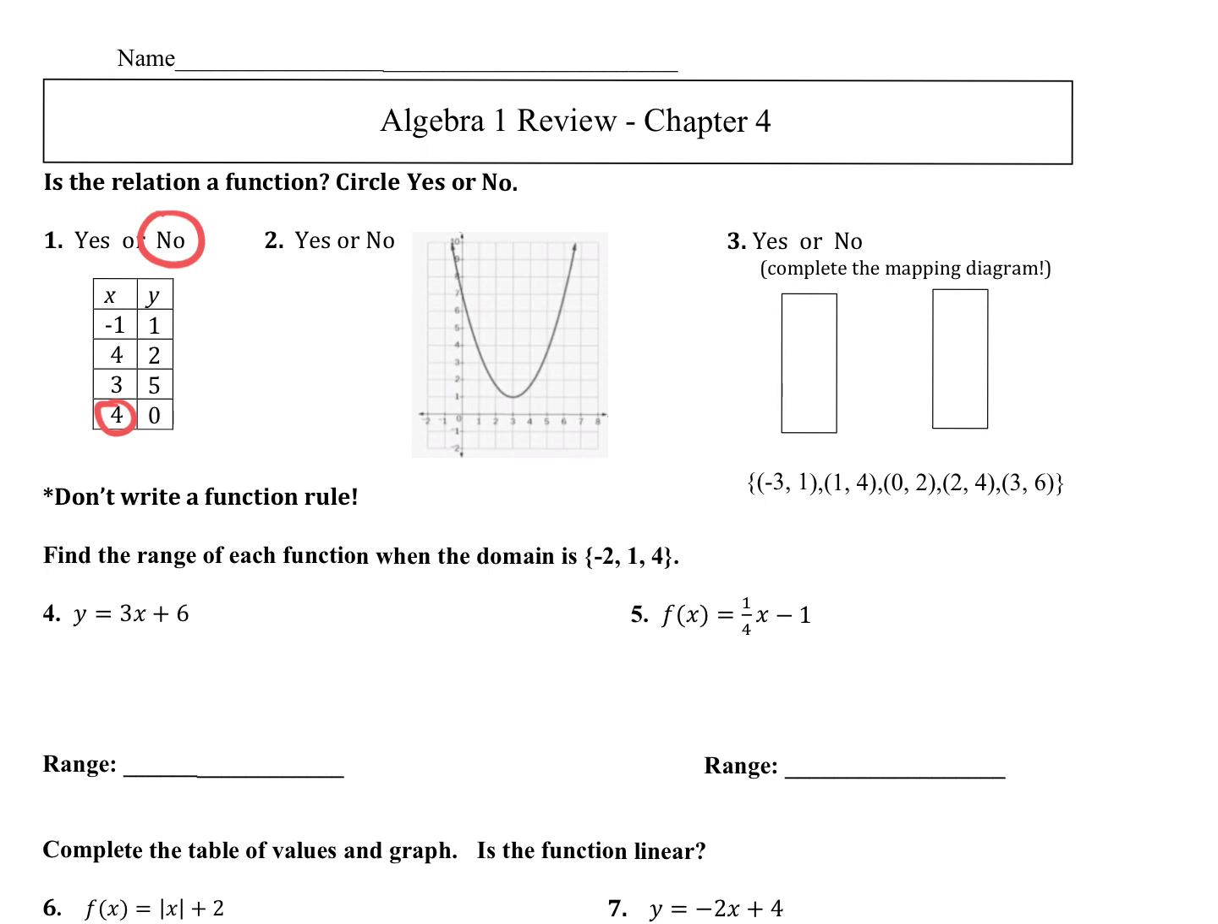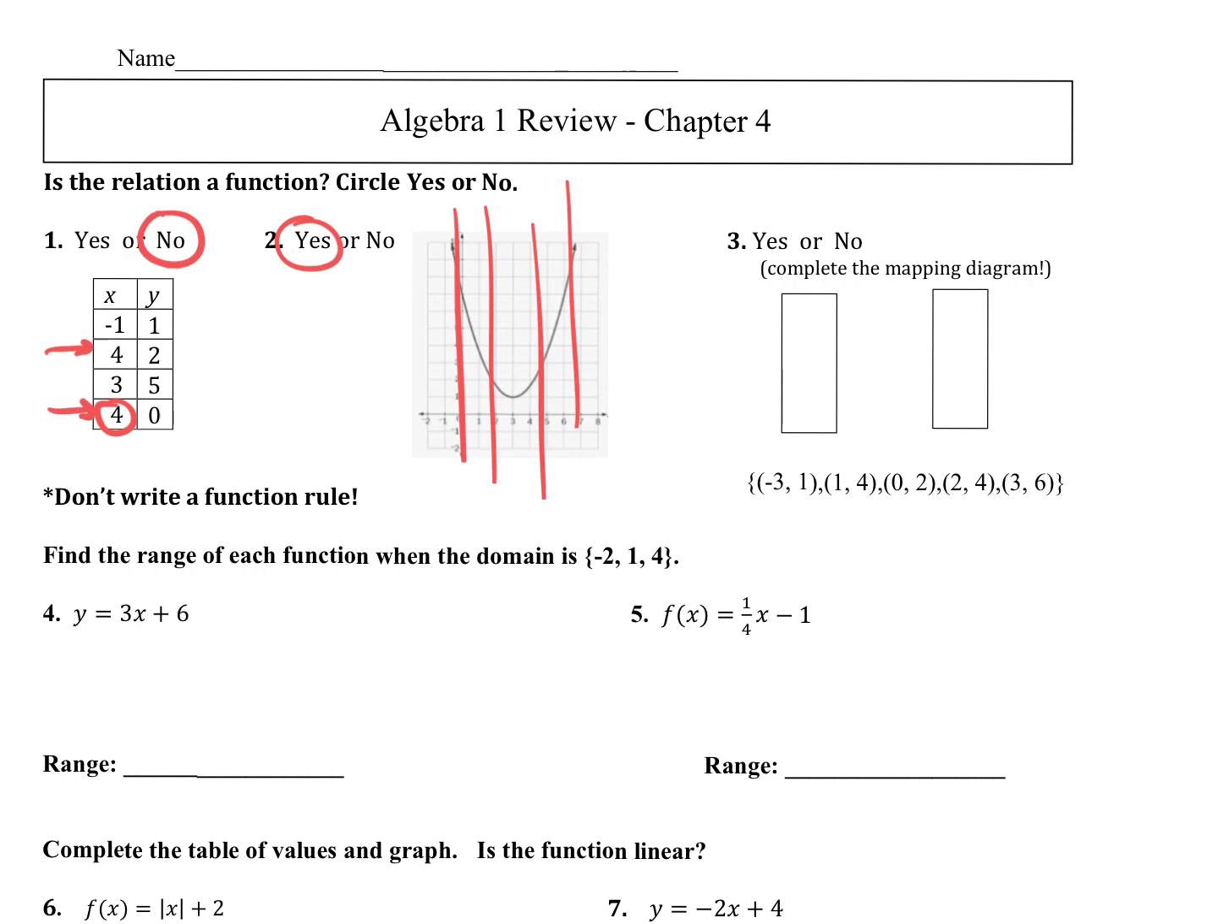So this is no, okay? You cannot have repeat x's for a function. It's not doable, okay? So number 2, is that a function? Yes, that's the vertical line test, right? If you draw a vertical line, it never hits 2 x's at the same time.